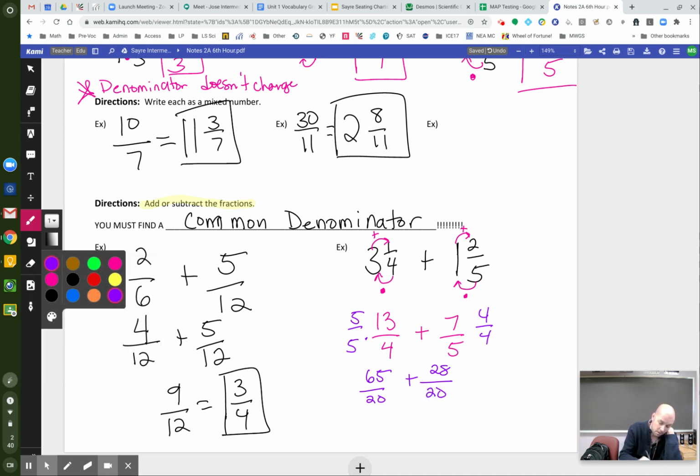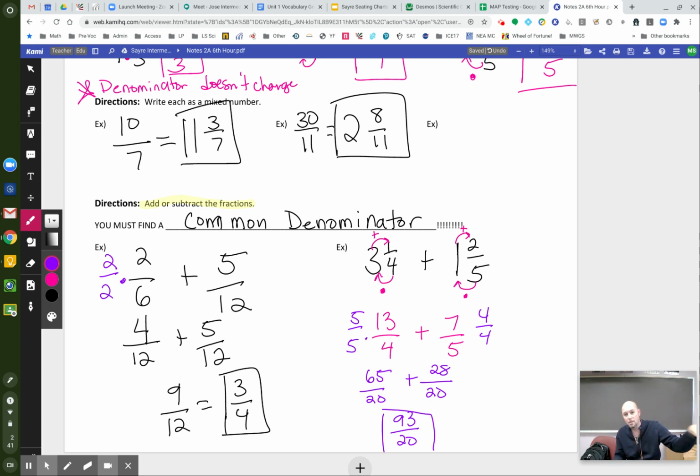Now, if you notice, when I did that, I now have common denominators. So if I have the common denominators, I can add the numerators. So if I add the numerators, I'm going to get 93 over 20. Now you can check to make sure there's no way to reduce that. I know there's no way to reduce it. So that's my final answer.